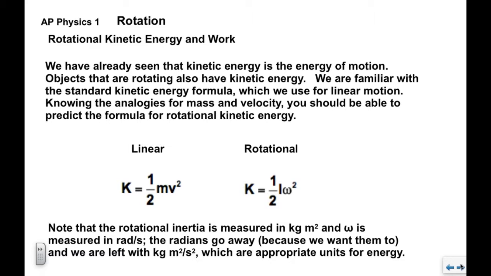Note that the rotational inertia is measured in kilograms times meters squared. Omega is measured in radians per second. When we multiply them, we square the radians per second, and the radians go away, again kind of magically, because we want them to. We are left with kilogram meters squared per second squared, which are newton meters or joules, which of course is appropriate units for energy.